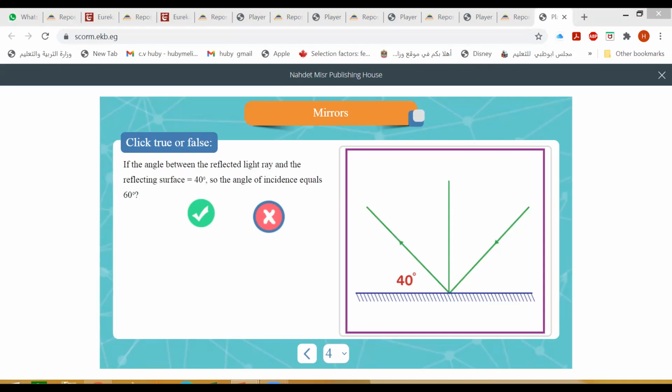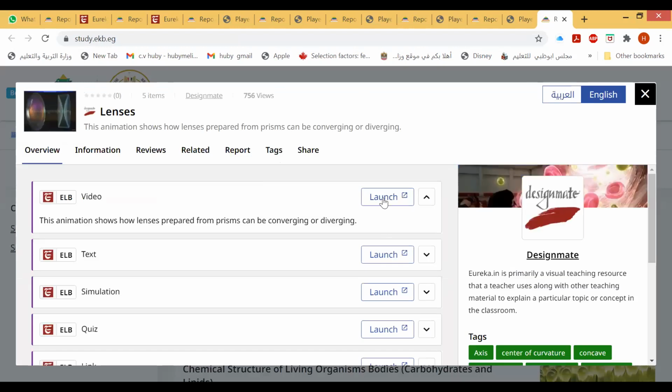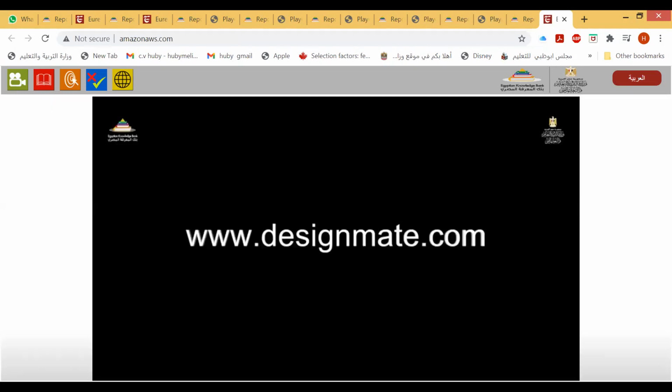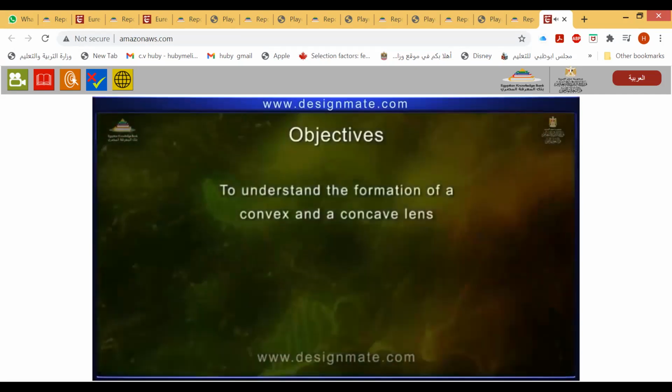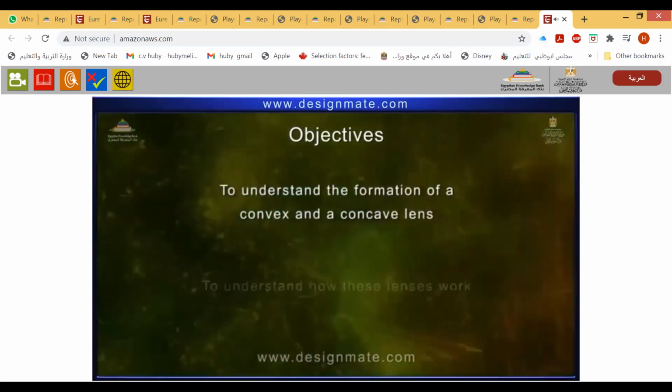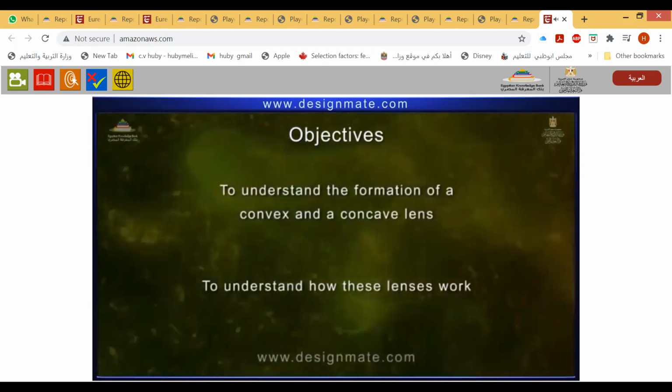Let's change the slide, as we finish mirrors. Lenses. Objectives: to understand the formation of a convex and a concave lens, and to understand how these lenses work.